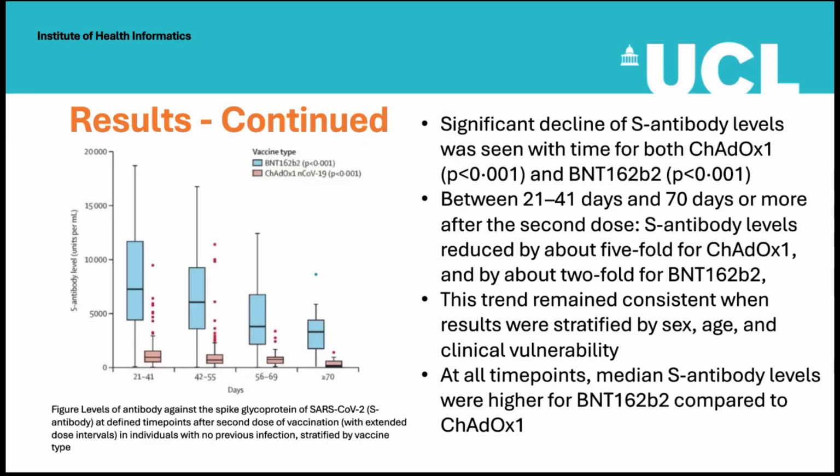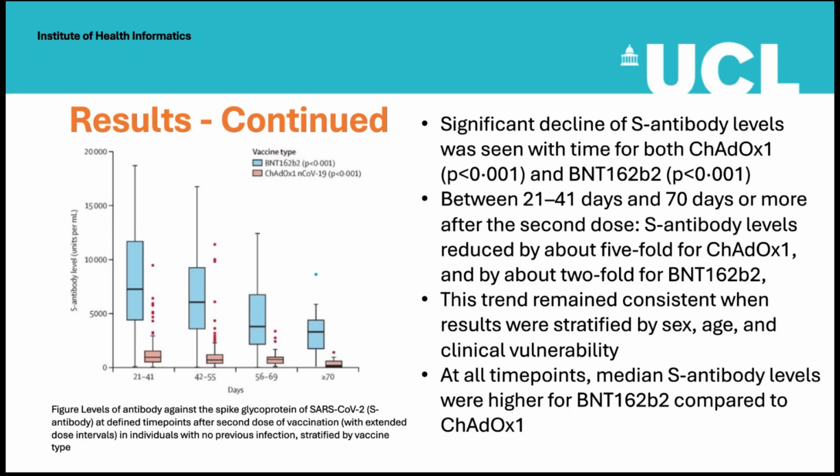So what did we find in this study? Well, as you can see in this figure on the left, we found significant declines in antibody levels in both vaccine types over time. And what this means is, as we would expect, since vaccination, people's levels rise rapidly within about the first 2 weeks of vaccination, and then they begin to drop off quite rapidly as well. So between 20 days and 70 days or more since the second dose, which is completing your vaccine course, levels of anti-spike antibodies dropped for both vaccines.